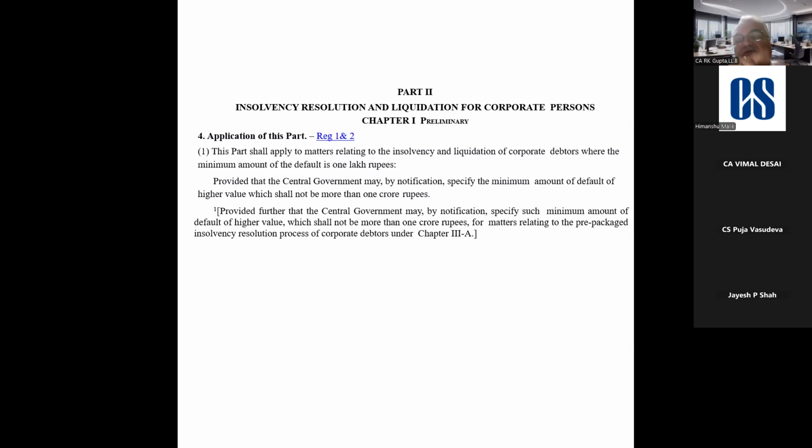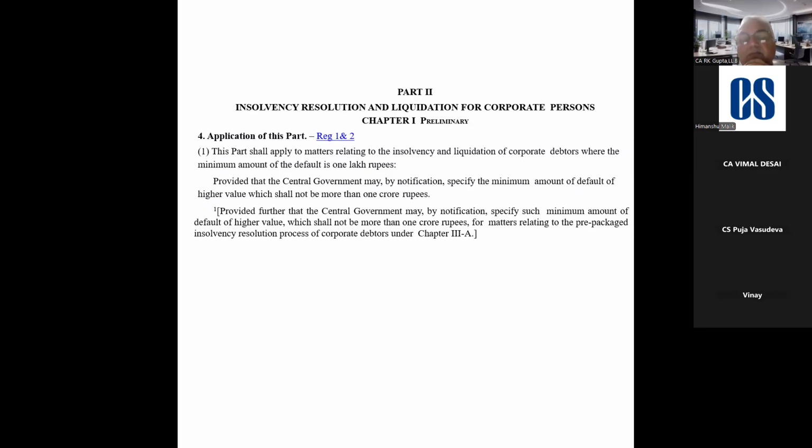Now there are two limits. One is 1 crore, another is 10 lakh. My question was, because this is the minimum amount in case of prepack, in case of corporate MSMEs, which have the right to go in for this prepack insolvency resolution process, the minimum amount is 10 lakhs. Now, suppose the actual default is say 200 lakhs or 2 crores. Can that corporate MSME go in for CIRP, or normal CIRP as we call it? The answer is yes, because a minimum amount has been given, but there is no maximum limit.